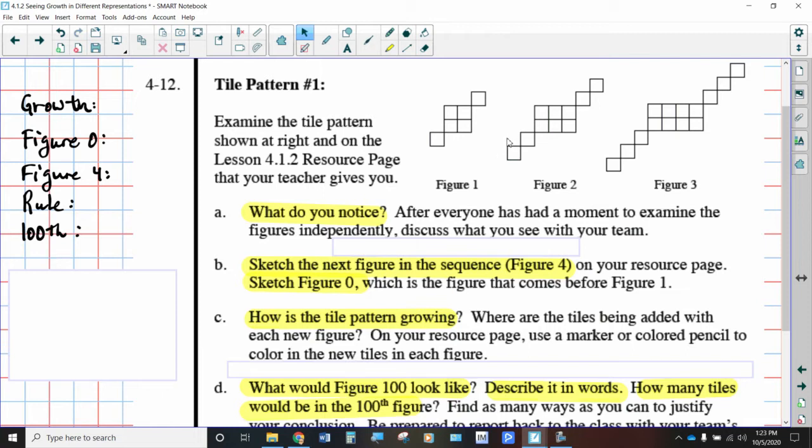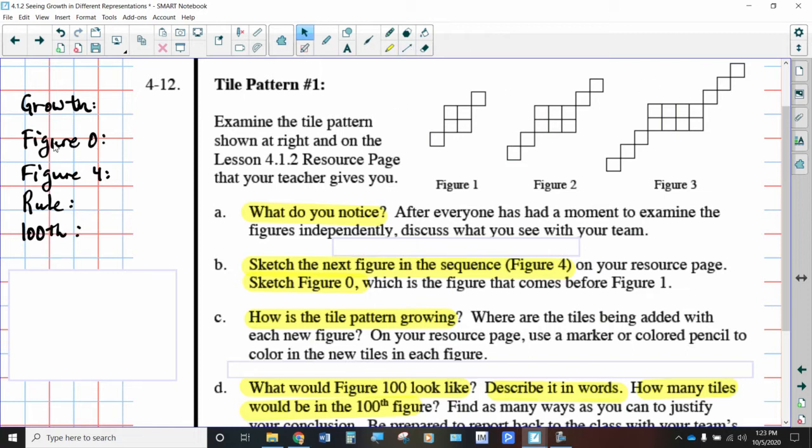We won't have to worry about finding squares and identifying the different parts. Now, we might still want to identify the different parts, but I think it's going to be a little bit easier to find or create the rule for this situation. So first off, we're going to look for a pattern of growth. Then we're going to use that pattern of growth to predict the number of tiles that would be in the 0 figure and the 4th figure.